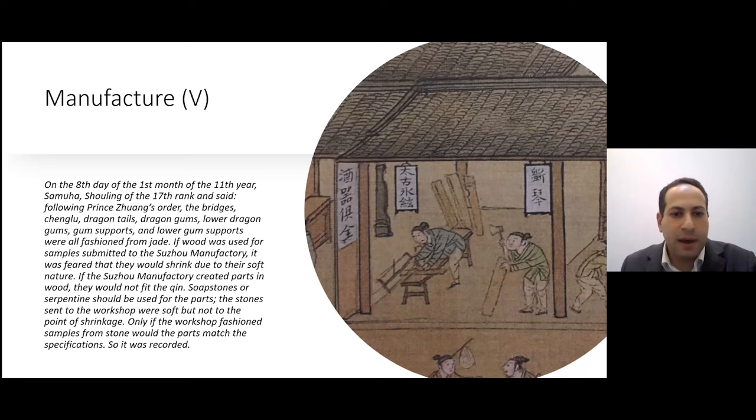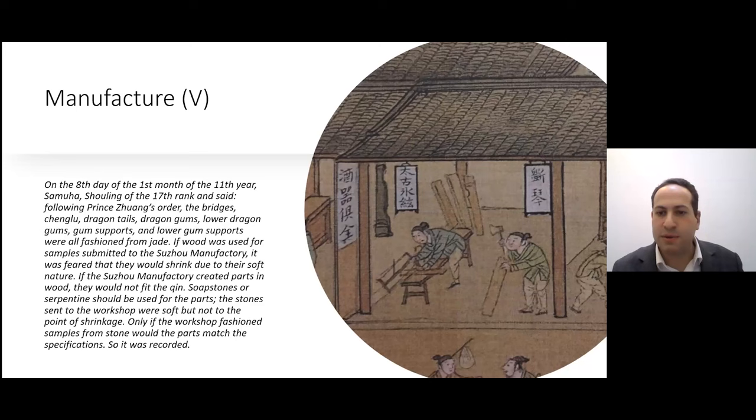If wood was used for samples submitted to the Suzhou manufactory, it was feared that they would shrink due to their soft nature. If the Suzhou manufactory created parts in wood, they would not fit the guqin. So soapstone or serpentine should be used for the parts. The stones sent to the workshops were soft, but not to the point of shrinkage. Only if the workshop fashioned samples from stone would the parts match the specification, so it's recorded.